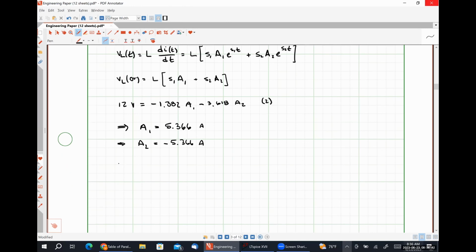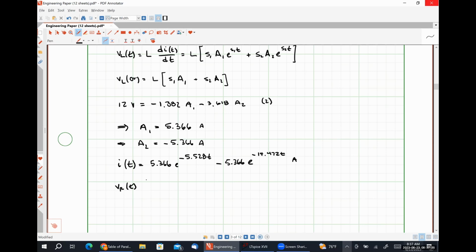From this, I can say that I of t is going to be 5.366 e to the s1t, excuse me, so s1 was negative 5.528, minus 5.366 e to the s2, where s2 was negative 14.472 t, and I at infinity was 0, so that's just going to be amps here.